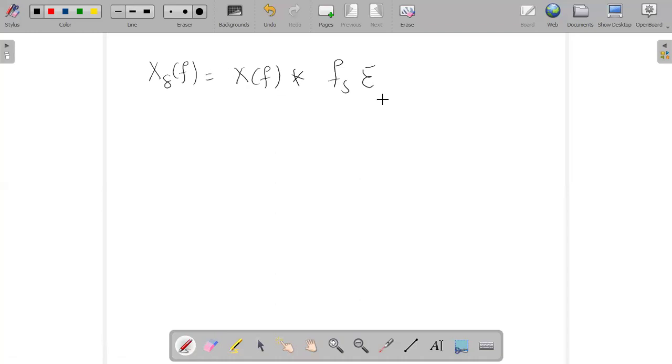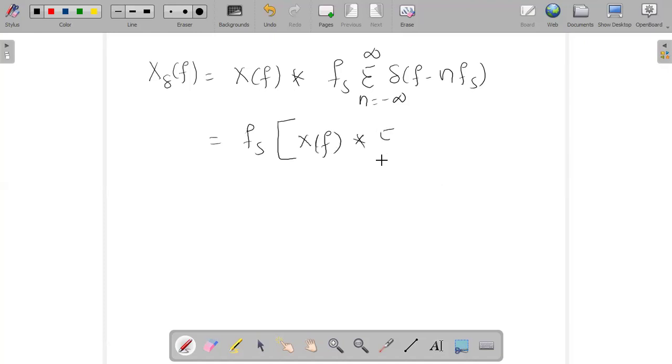summation n equal to minus infinity to plus infinity delta of f minus nfs. I have just substituted the Fourier transform of the train of impulse function. And fs is constant here. It is not at all depending on the frequency variable. So you can write fs outside, and X of f is convolved with summation n equal to minus infinity to infinity delta of f minus nfs.